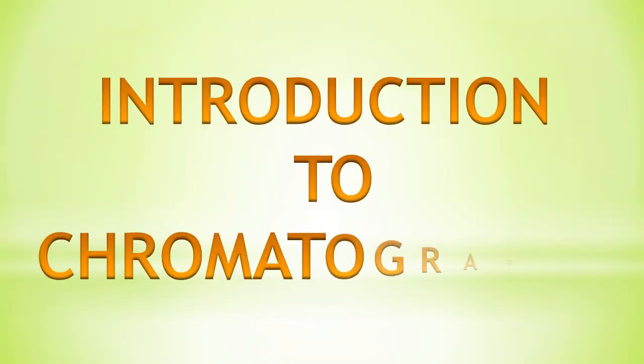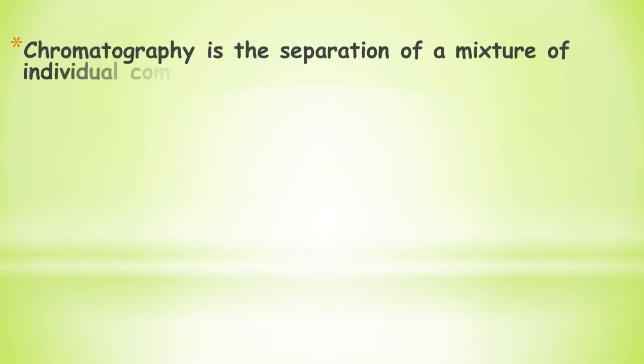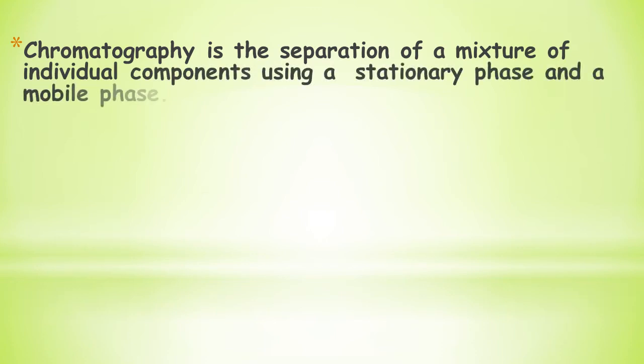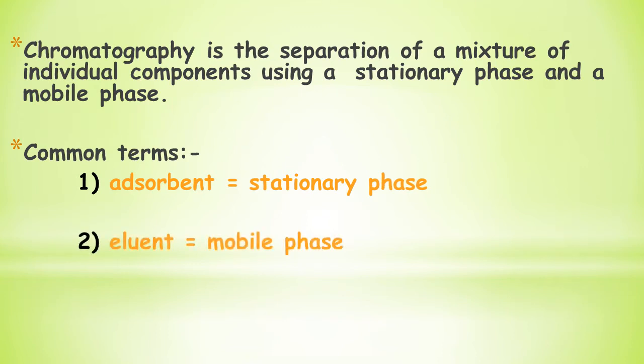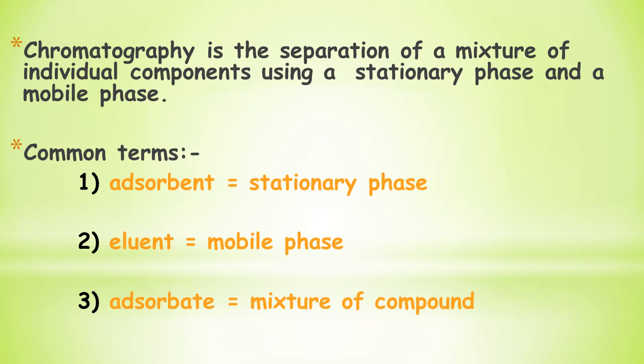Introduction to Chromatography. Chromatography is the separation of a mixture of individual components using a stationary phase and a mobile phase. The common terms used in chromatography include adsorbent, which is the stationary phase, eluent, which is the mobile phase, adsorbate, which is the mixture of compound. Adsorbent, eluent, and adsorbate are the common terms associated with chromatography.